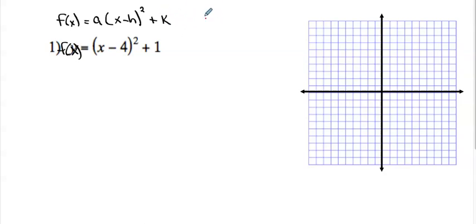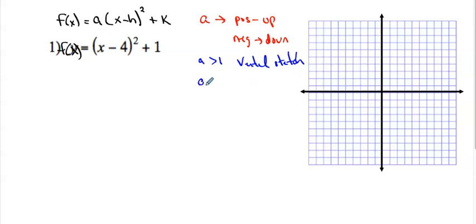We have talked about the a value. So a is your opening. If a is positive, it's opening up. If a is negative, it's opening down. If a is greater than 1, then we have a vertical stretch. And if a is less than 1 and greater than 0, then it's a vertical shrink. These rules apply for any function that you have.